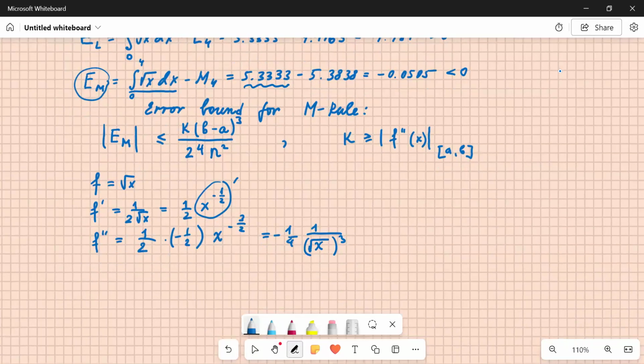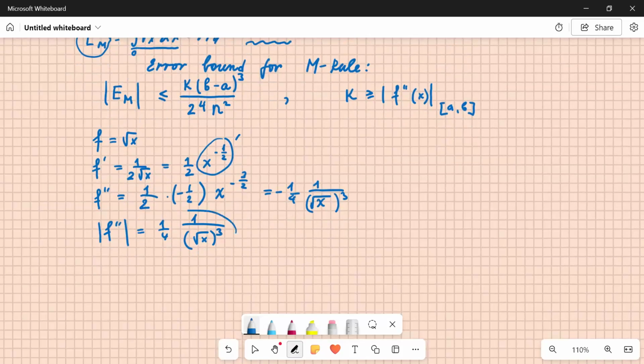The formula tells us that we need to take the absolute value. Why? Well, because sometimes the derivative is going to be negative. Actually, it's not going to affect the formula except the minus needs to be dropped. So the absolute value of the second derivative is going to look like 1 over 4, and here the square root of x cubed, right? So we need to find the maximum of this function on the interval from 0 to 4.